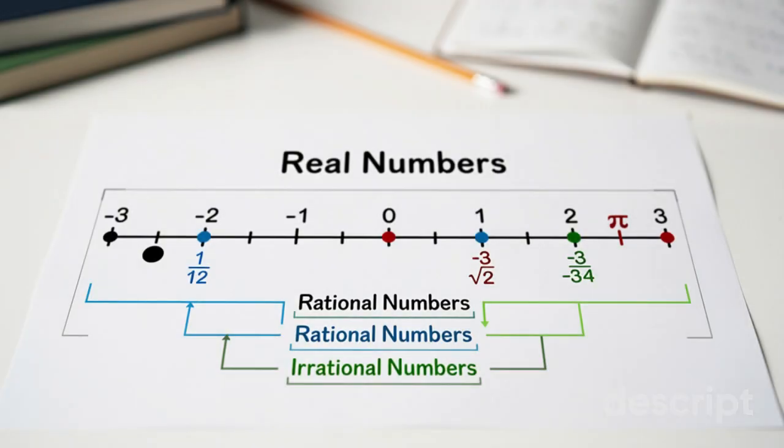Real numbers include all rational and irrational numbers. A rational number is one that can be written as a fraction of two integers, and an irrational number cannot be written as a simple fraction. Both together form the real numbers, which can be represented on the number line.